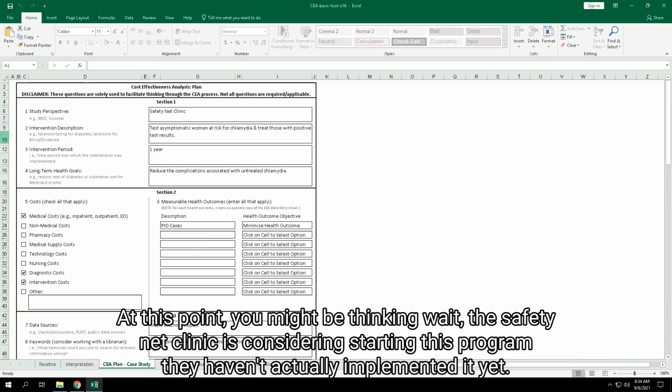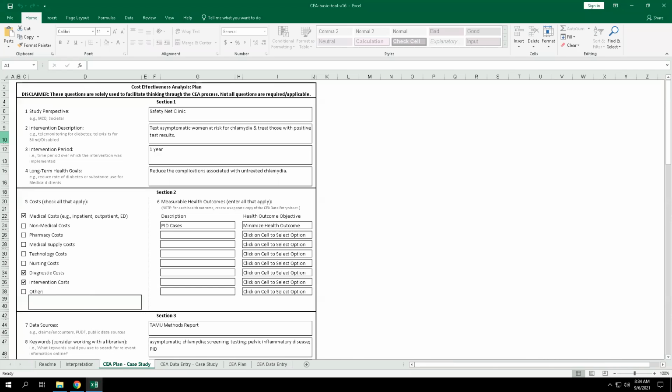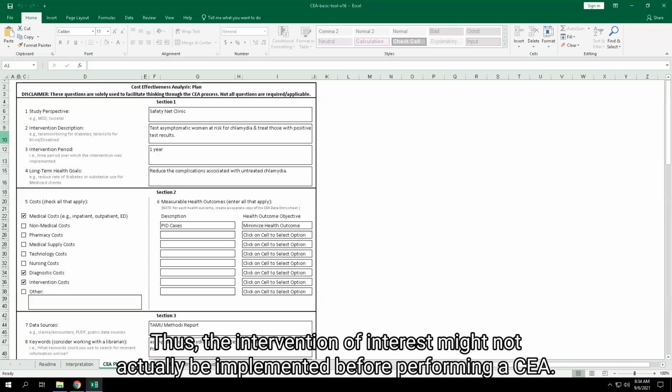At this point, you might be thinking, wait, the safety net clinic is considering starting this program. They haven't actually implemented it yet. So how can we answer this question? That is a great question and an excellent way to be thinking. Cost effectiveness analyses are typically performed to determine whether or not an intervention would be effective if it were to be put into effect. Thus, the intervention of interest might not actually be implemented before performing a CEA.